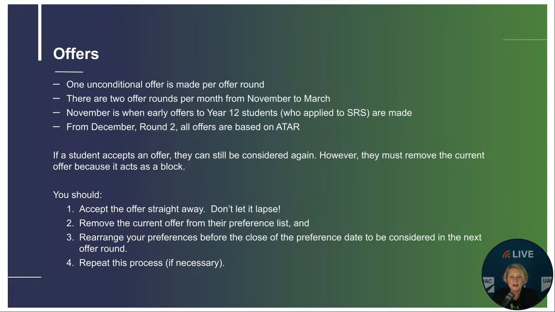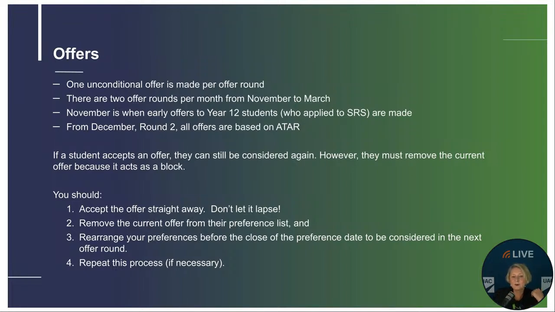Accept the offer straight away, remove the preference or that offer from your preference list, rearrange them. That means you can add them, remove them, have a whole new 5, whatever it is that you like to do, but get them in by the next close of preference date, for all 5 preferences to be considered. It's as simple as that.